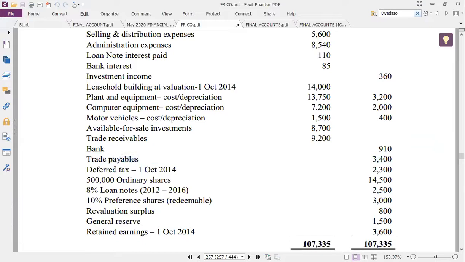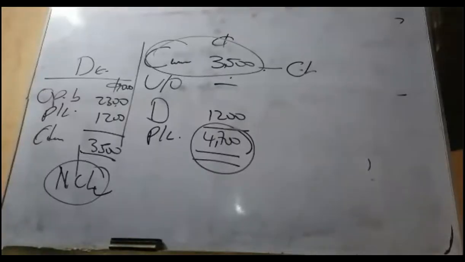So just carry the deferred tax. We talked about that. Ordinary share, we talked about 8% loan note. Yep. 10% preference share. Yes. Revaluation surplus, you add to go to change in equity, general reserve, retained earnings. And that is the end of today's section. Thank you very much. The inventory in a trial balance represents closing inventory. If there's cost of sales in a trial balance, then the inventory figure represents what? Closing inventory. That is it. Then we are done for today's section.